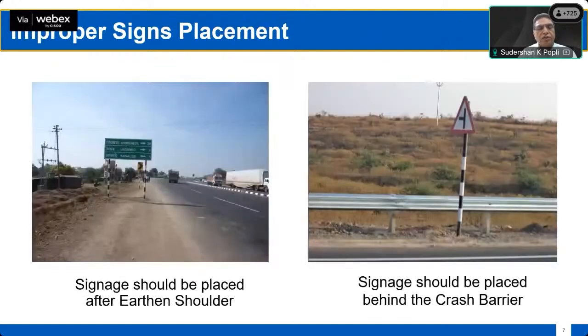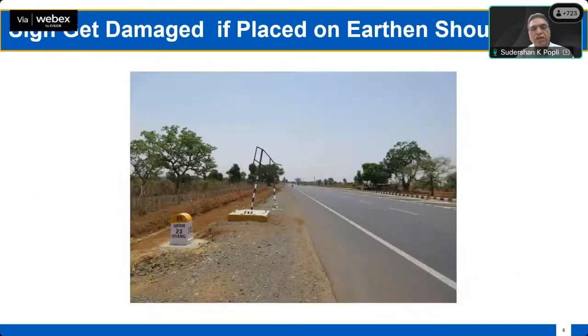You can see some of the photographs I have attached with how it is being fixed on the sides, but one should not fix it like this. As you can see in the left photograph, it has been fixed on the earthen shoulder. And in the case of the crash barrier, the sign is placed inside the crash barrier. If you fix both signs like this, then these are hazards to the traffic. And the sign can get damaged within no time, as you can see in this photograph. It is a very costly sign, 20,000 or 40,000 has been spent, and it gets hit by any vehicle.